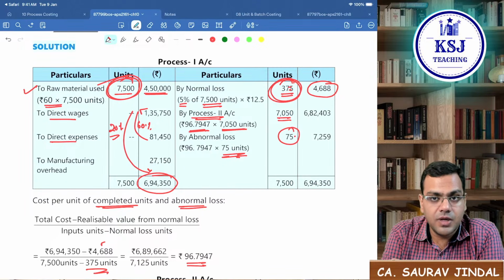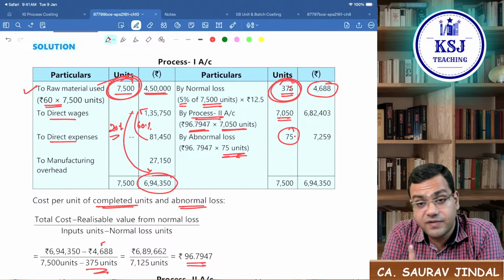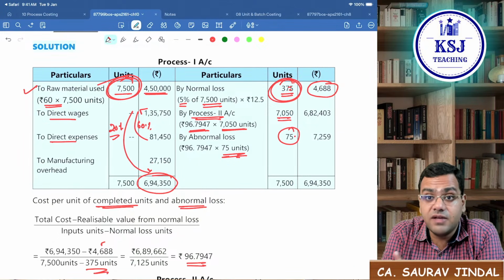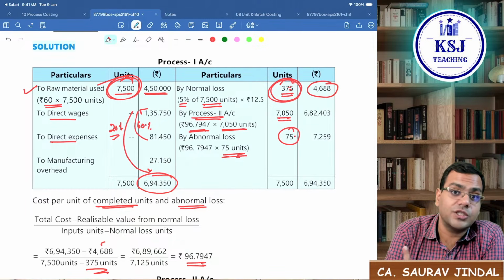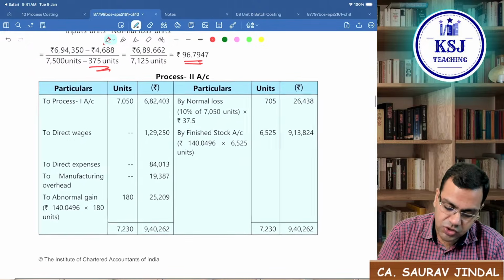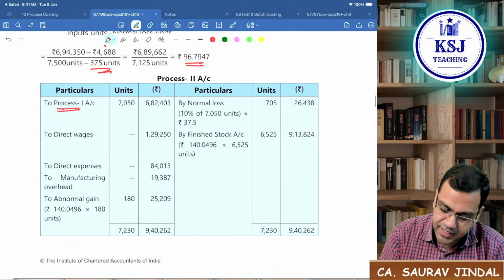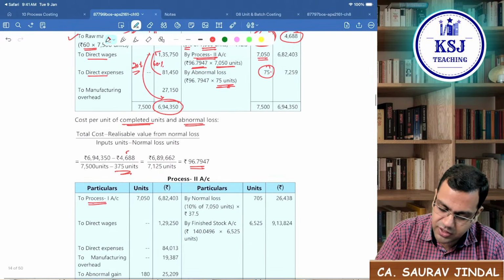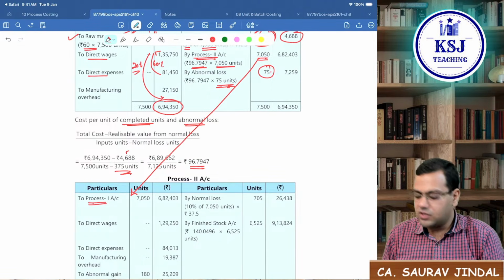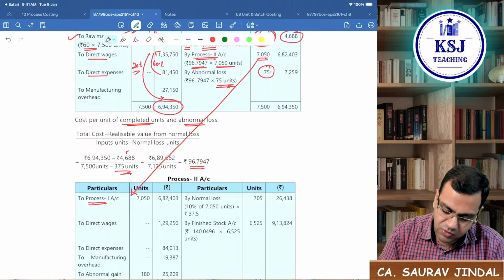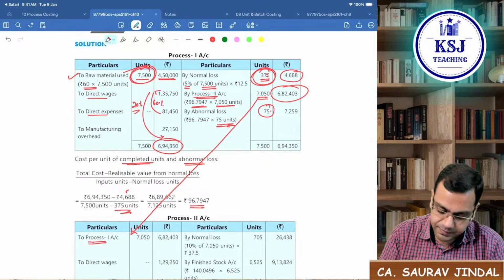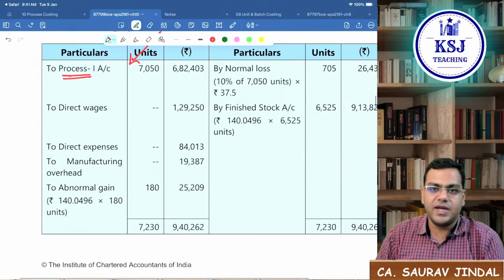Now, when you are preparing the process 2 account, the first and foremost thing that you have to write in the process 2 account is whatever value you are getting from the process 1 account. Always write that as the first value. So from the process 1 account, what are you getting? This 7050 units that you are getting here, at what value? 6,82,403. After that, you will write the rest of the things.